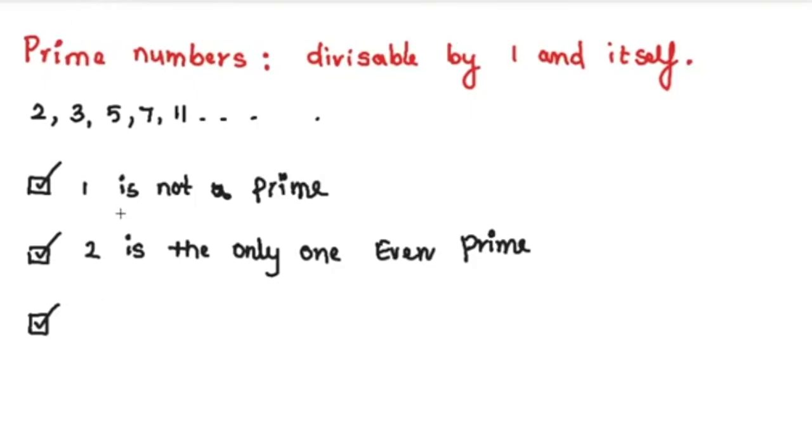So let me do that in the next page. But remember, every prime number which you are going to take, every prime number will be in the form of 6n plus or minus 1.